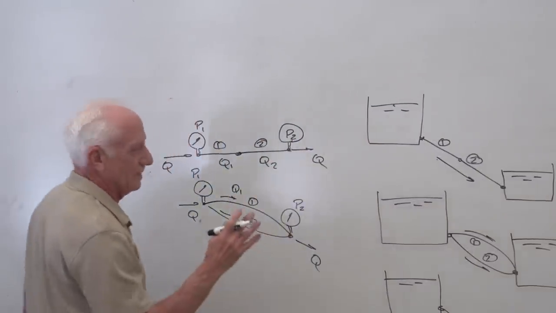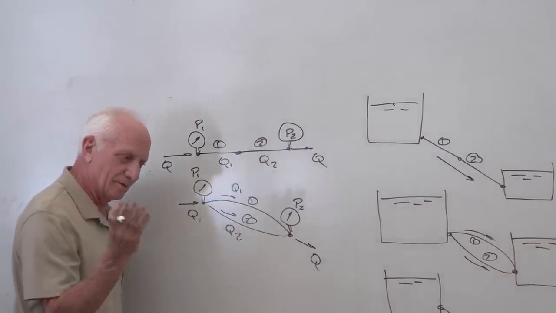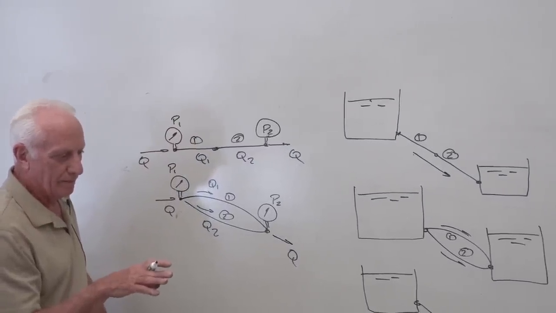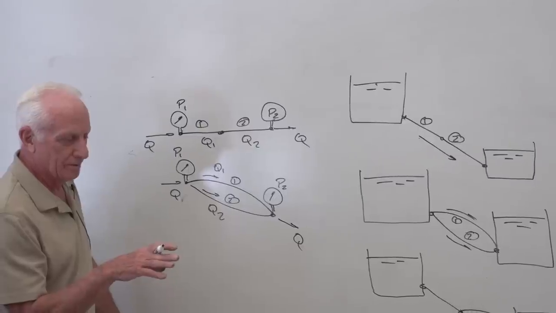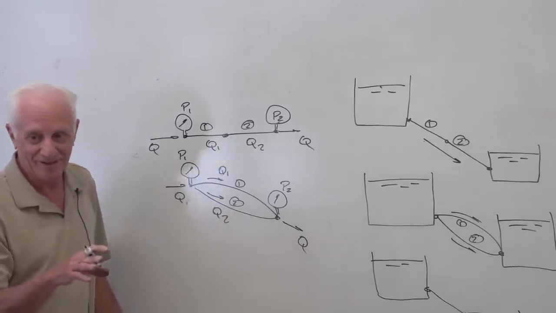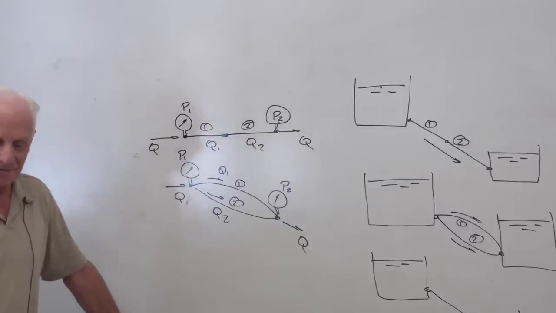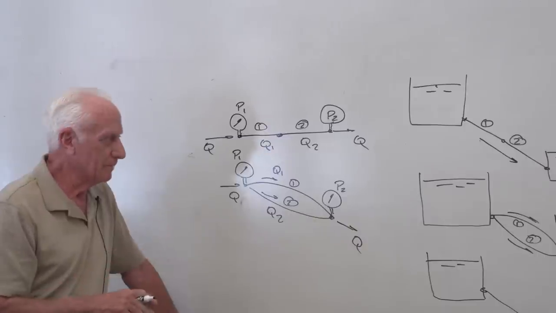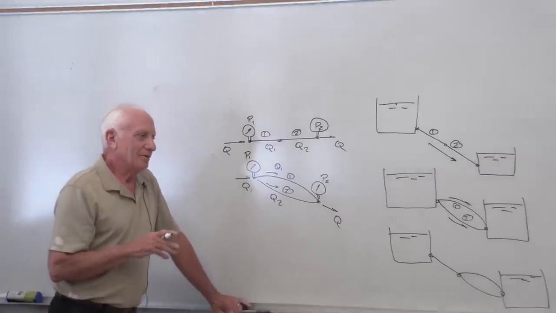Now, the branching pipes, I'm not going to go through that. We did a problem in class. You had a problem in homework like that. But there won't be more than three reservoirs, okay? You could have more than three reservoirs, but for homework, you only had three. For the exam, the max you can have is three. I won't do any more than three, so three pipes. I'll just tell you one more time.